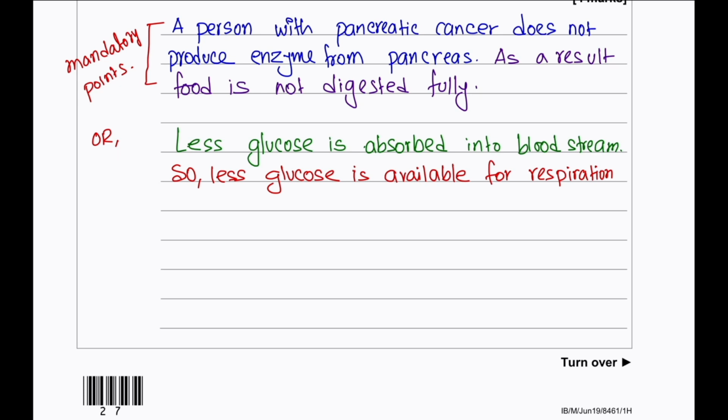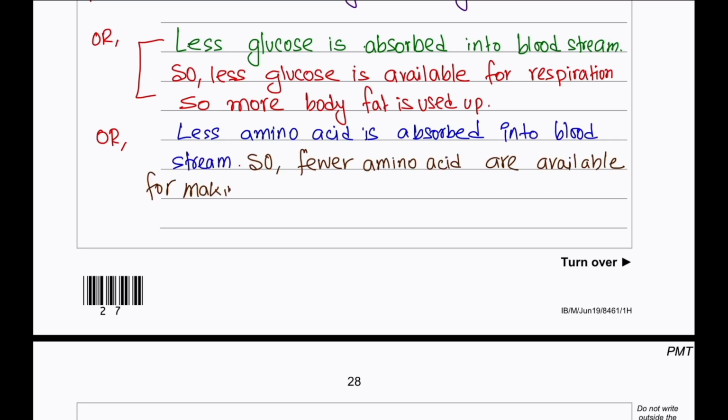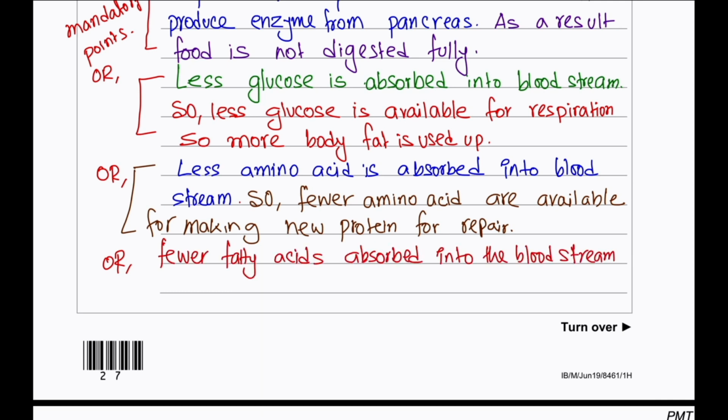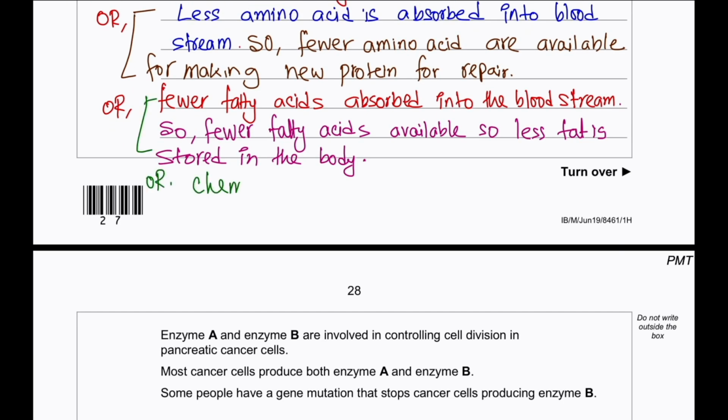Fewer amino acids are also absorbed from the food, and as a result, very few amino acids are available for making new proteins. Fewer fatty acids are absorbed from the food. As a result, fewer fatty acids are available for storing fat in the body or making new cell membranes. And a person with pancreatic cancer may undergo chemotherapy, which will then lead to loss of appetite. The person may take less food in general.